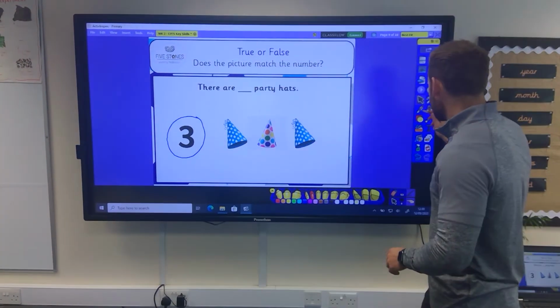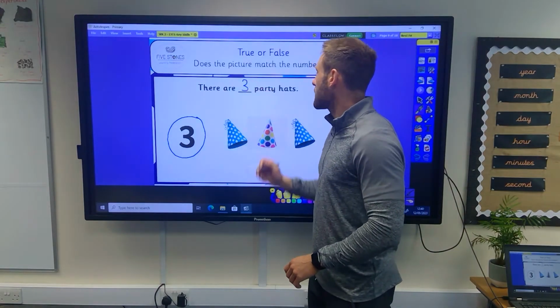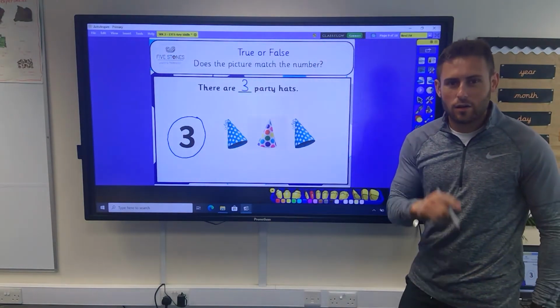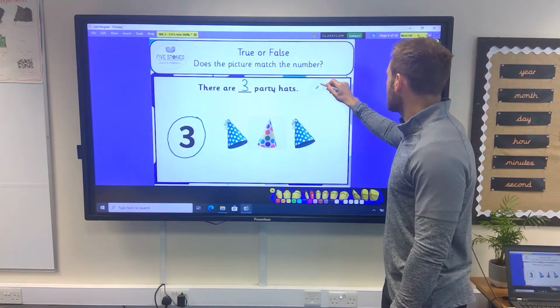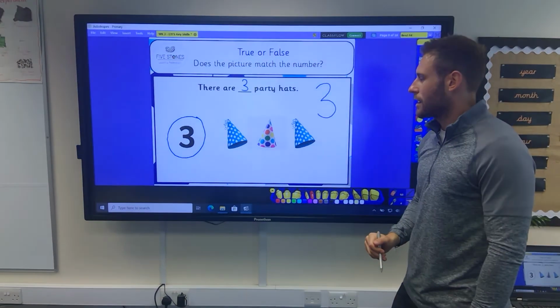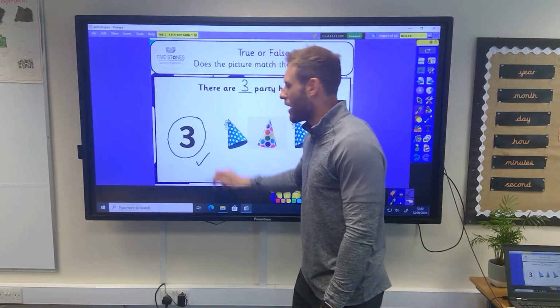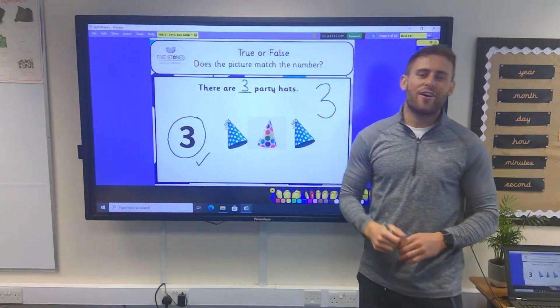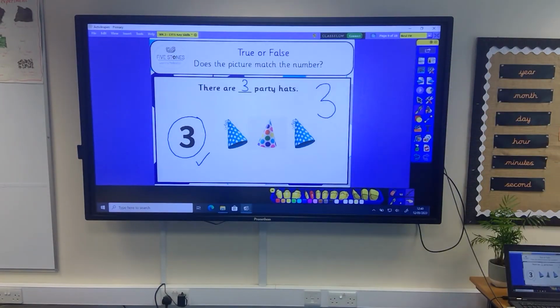Well done. So we can write our sentence. There are 3 party hats. Why don't you have a go at writing the number 3, just like me? Great, so there are 3 party hats. So I was telling the truth. I wasn't lying that time. Good work.